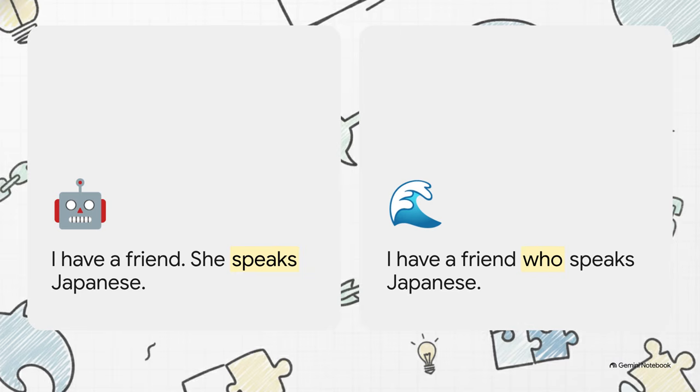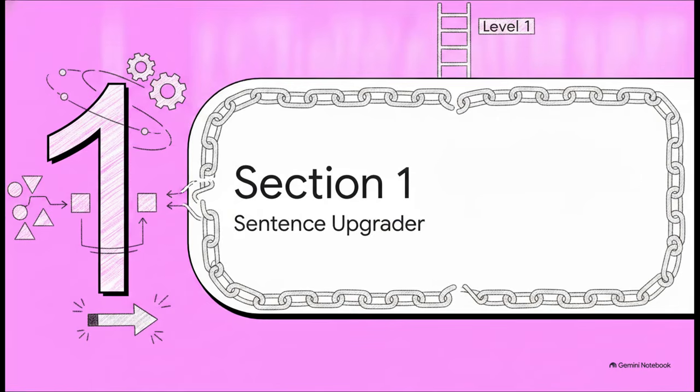Wow, so much smoother. We took two separate, honestly, somewhat weak ideas and just fused them together into one incredibly natural thought. That tiny word who right there in the middle, that is what I like to call grammar glue. And today we are going to learn exactly how to use this glue to completely transform your sentences. So, let's kick things off with Section 1, the sentence upgrader.